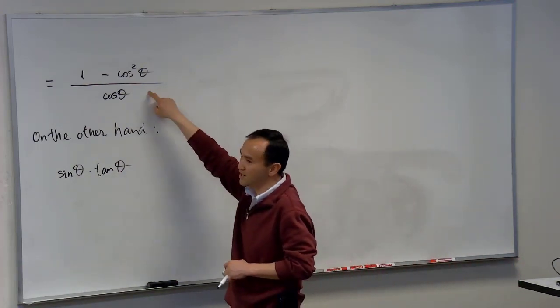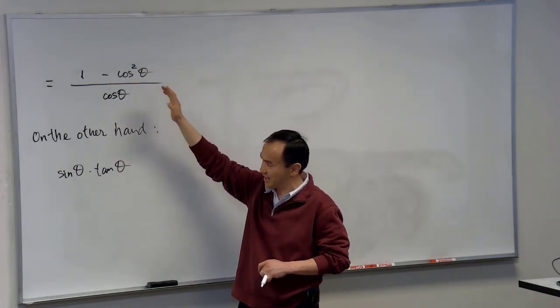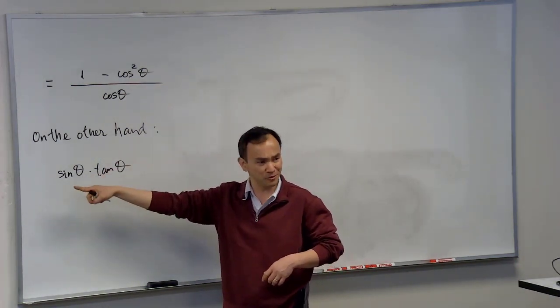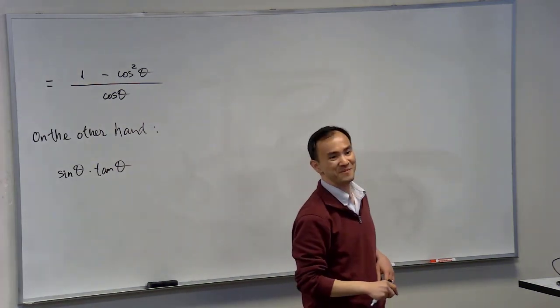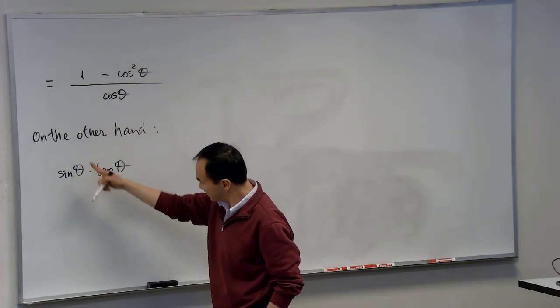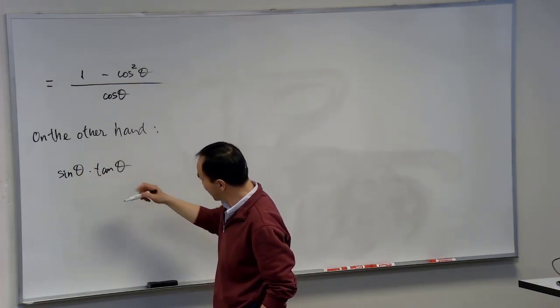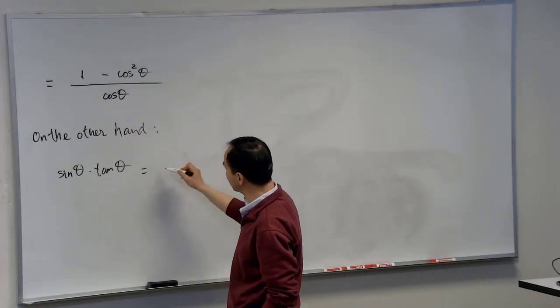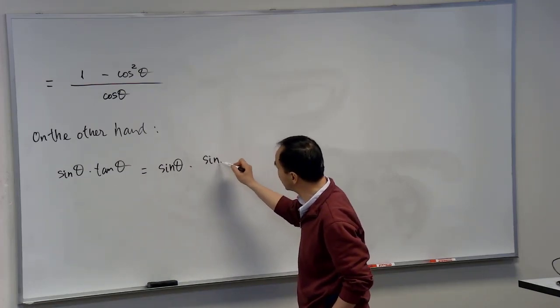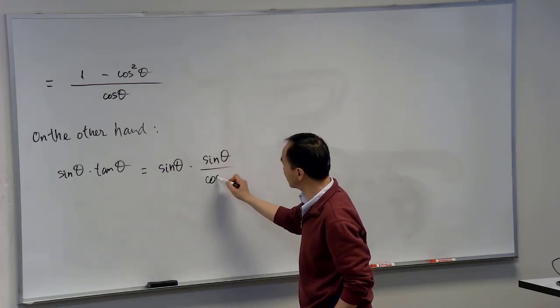You work somewhere far enough on the left-hand side, and then you turn your focus to the opposite side as well, the other side as well. Okay? So sort of like we do both sides. On the other hand, sine of theta times tangent of theta, you can rewrite that as what? Sine of theta multiplied by sine of theta over cosine of theta. You guys following?